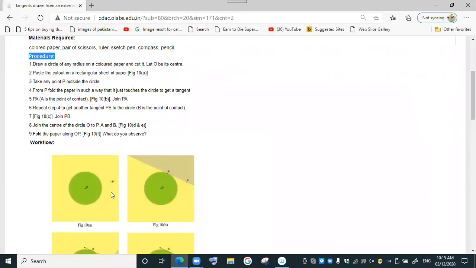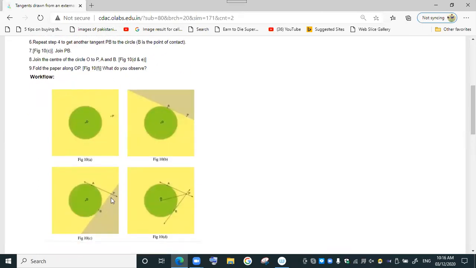Paste the cutout on a rectangular sheet of paper. This is the rectangular sheet of paper. Here, with another color, you cut the circle of any radius and paste it. Take any point P outside the circle. From P, fold the paper in such a way that it touches the circle to get a tangent. This is the folding. Fold it so that it touches the circle. PA, A is the point of contact.